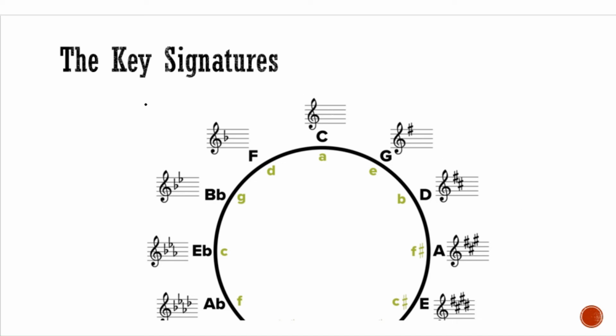Then we come round on the flat side, and we've got F major with 1 flat, B flat major with 2 flats, E flat major with 3 flats, and A flat major with 4 flats.